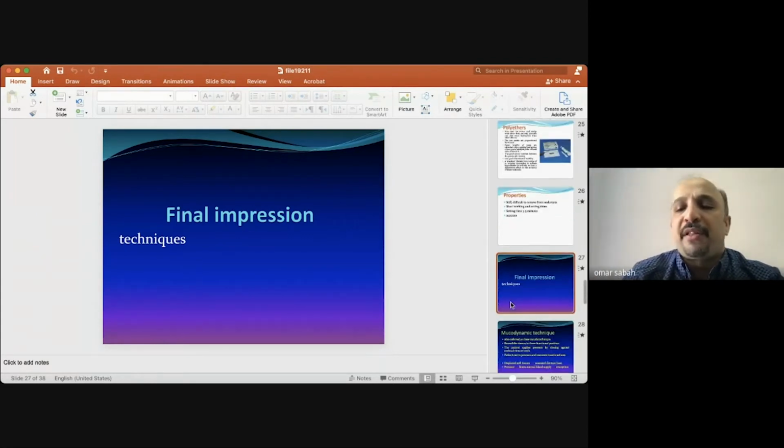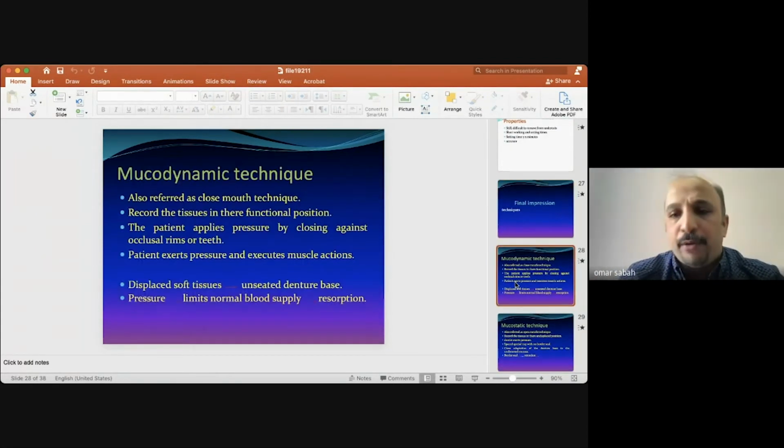Okay, so the final impression, the mucodynamic technique. What does it mean? It's also referred to as a closed mouth technique. What does closed mean? Now I can show you how the technique works. They record the tissue in its functional position. The patient applies pressure by closing against the occlusal rim or the teeth. The patient exerts the pressure through muscle action.